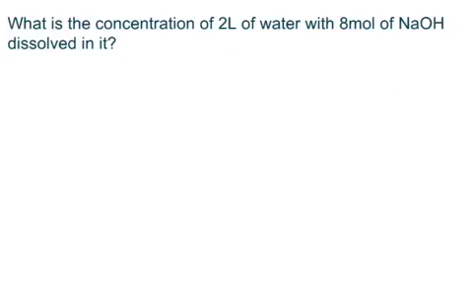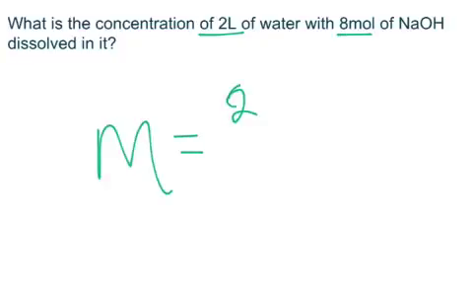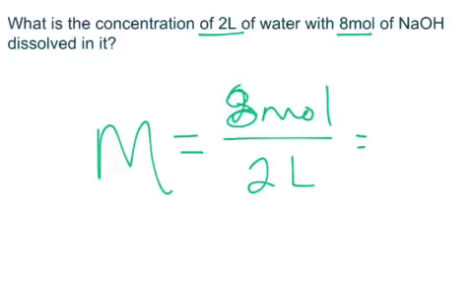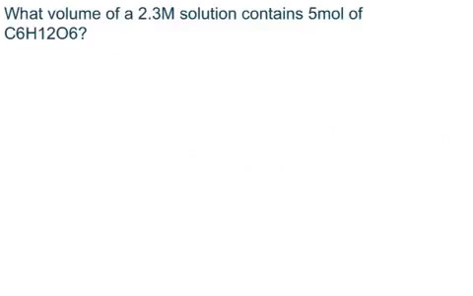For example, we're pretty much starting as easy as it gets here. What is the concentration, which means what is the M of 2 liters with 8 moles in it? So that would be M equals 8 moles over 2 liters, which means the answer is that the concentration is 4 molar.